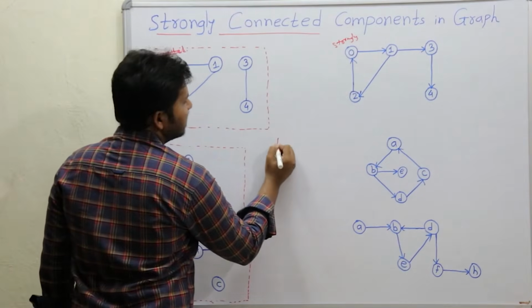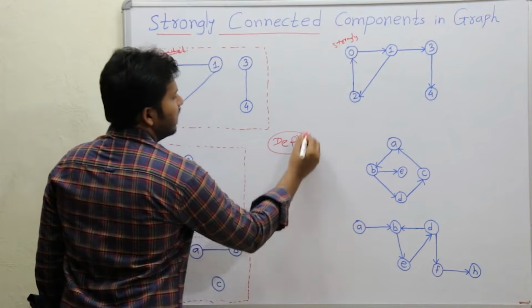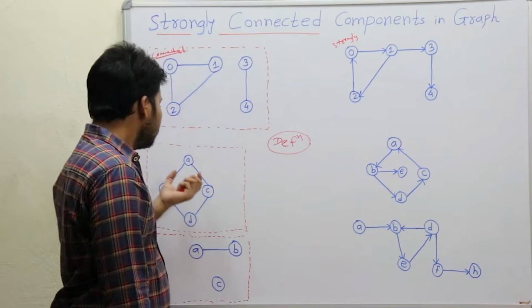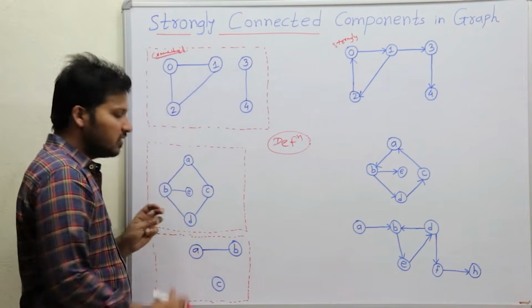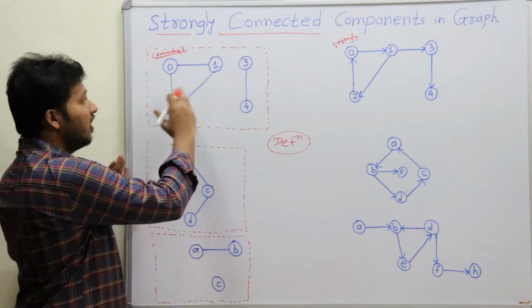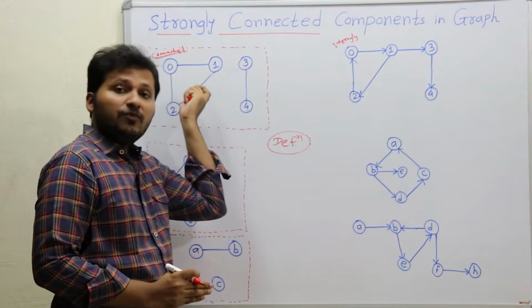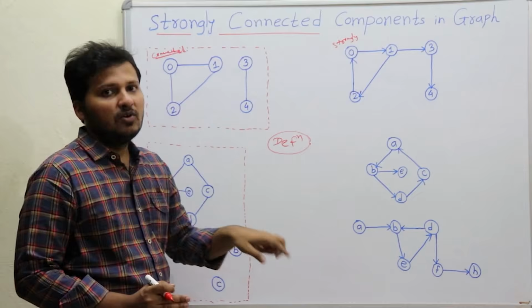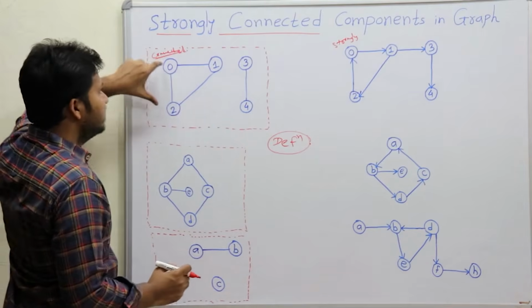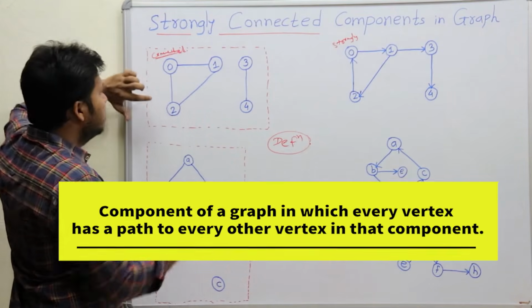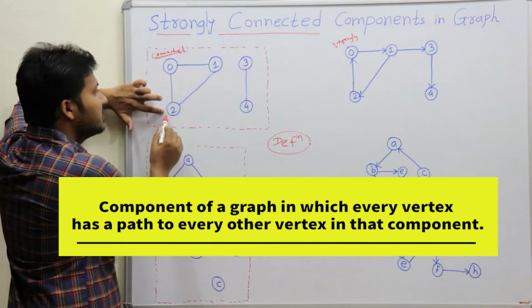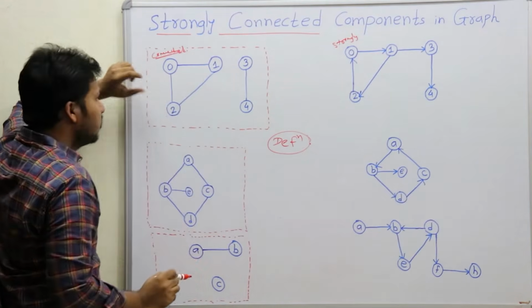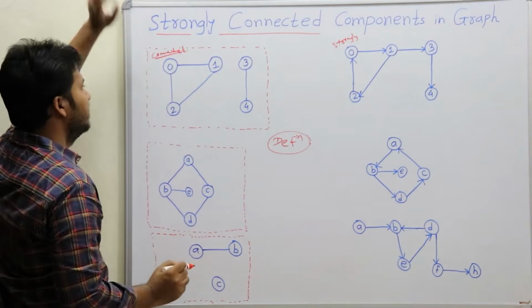See, what is the definition of that? The definition of a connected component is that it is the set of vertices, or the component of a graph, in which every pair of vertices has a path between them. Okay, it means it's such a component in which every vertex has a path to every other vertex. So let's see with an example here.